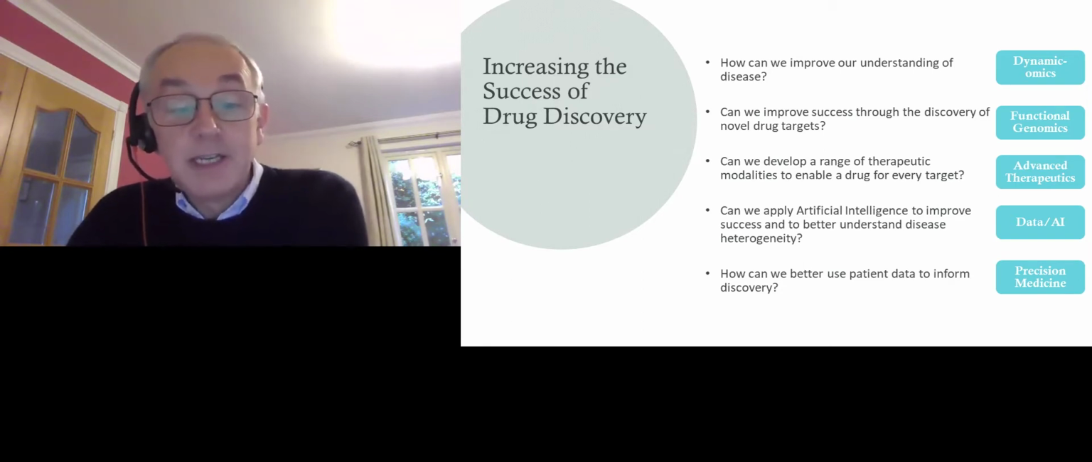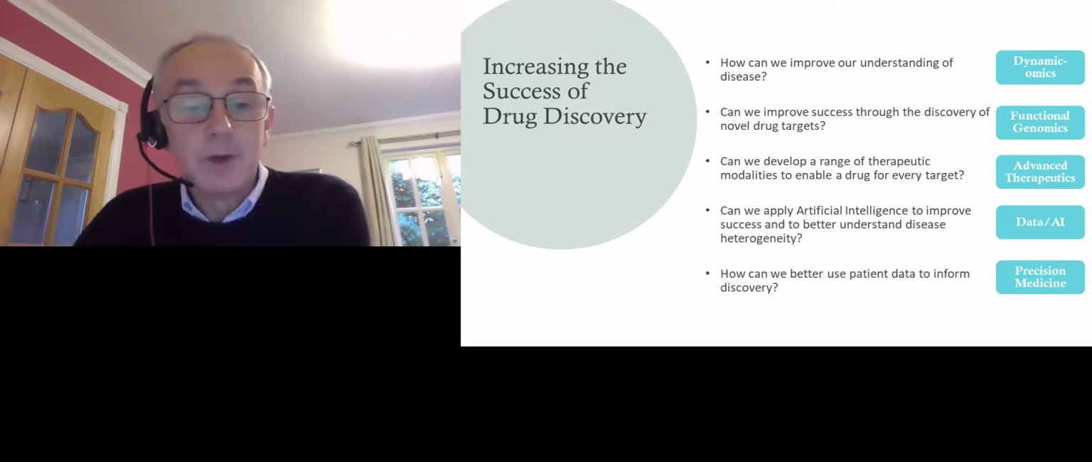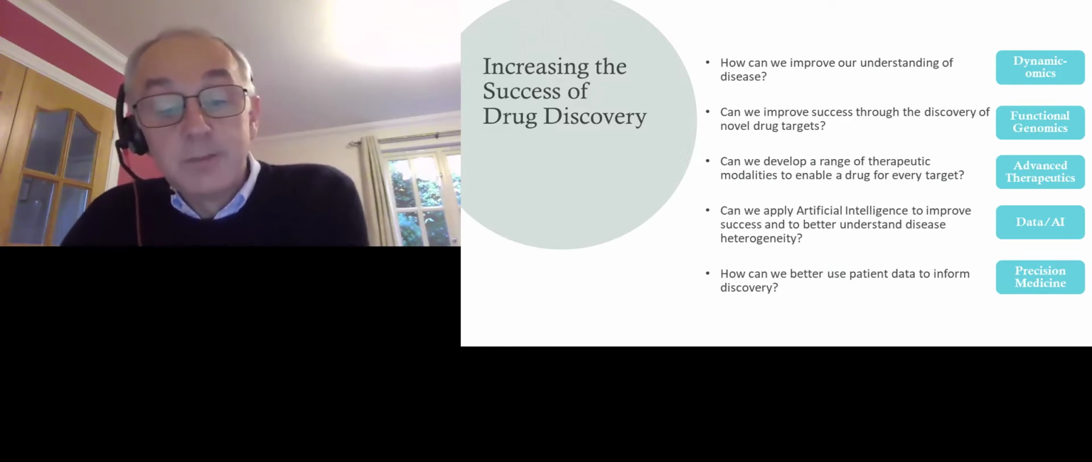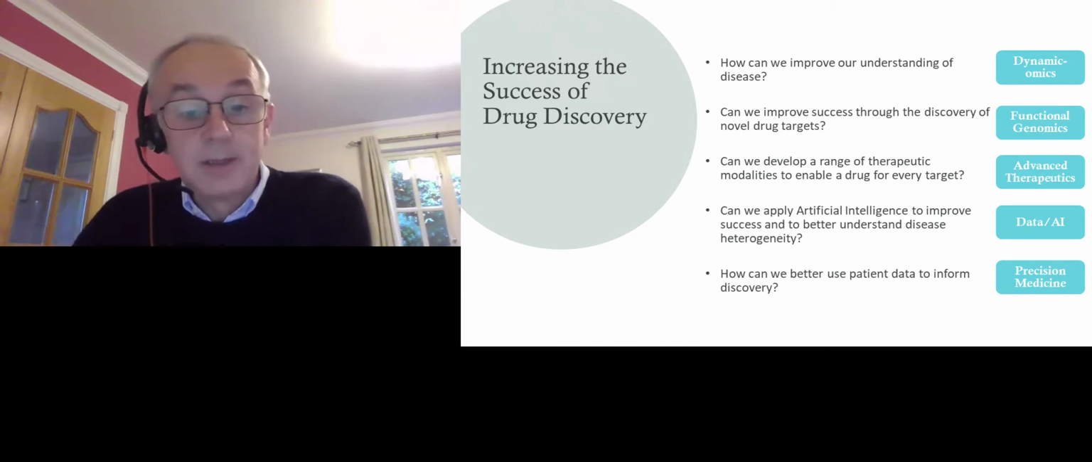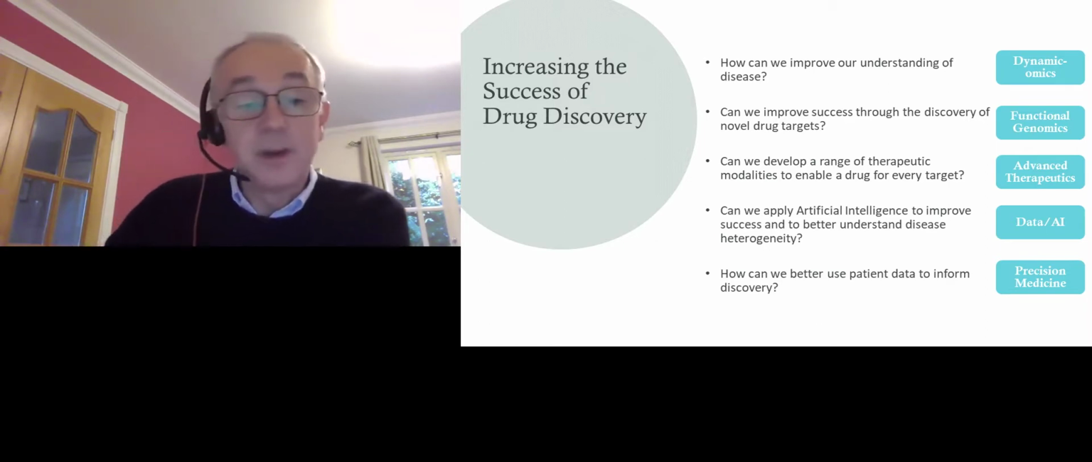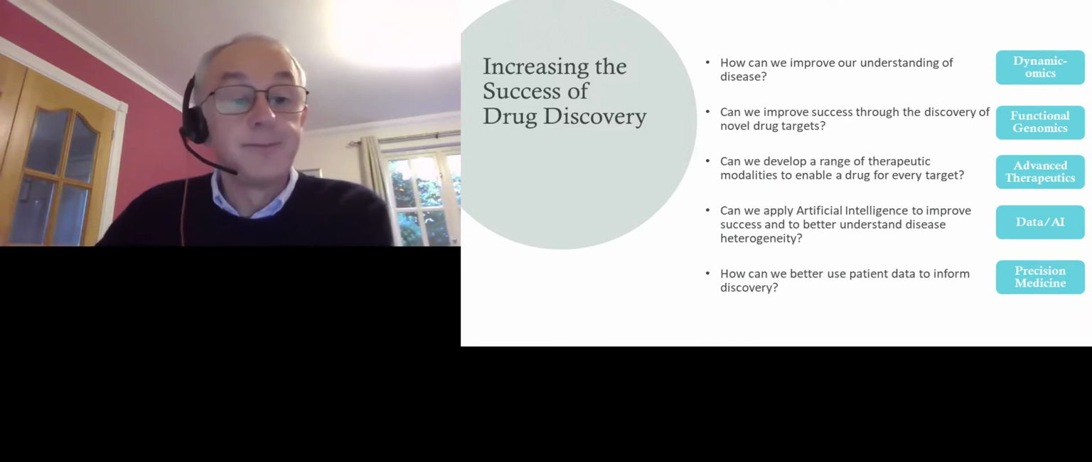Can we apply artificial intelligence to improve success and better understand disease heterogeneity? Can we use AI in chemistry to optimize our lead molecules? Can we use AI to improve clinical trial design? And the answer to all of these questions, of course, are yes. And then how can we better use patient data to inform discovery? How can we use patient data to help us design improved assays within the discovery phase, such that we're identifying targets and molecules that are more translatable to disease? And how can we use patient data to better stratify the patient population, such that we can better deliver medicines to patients that need them?